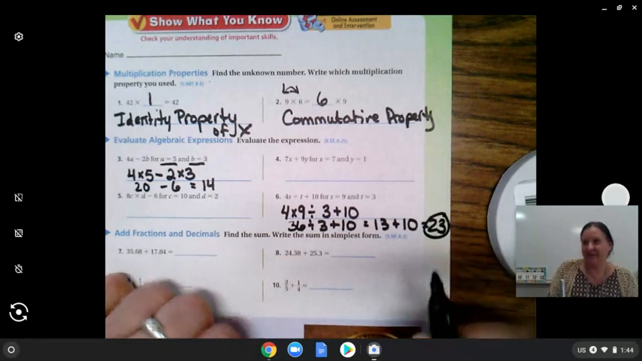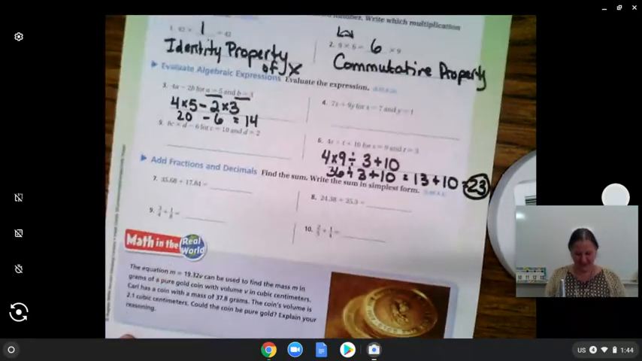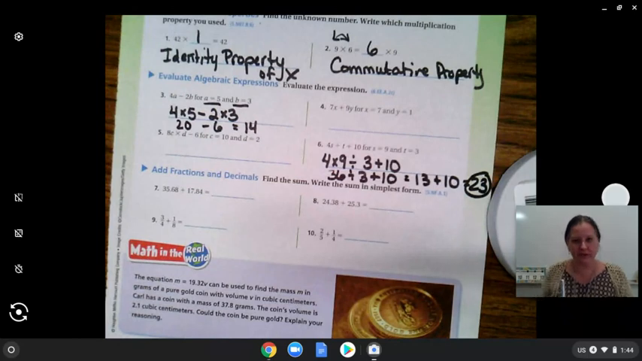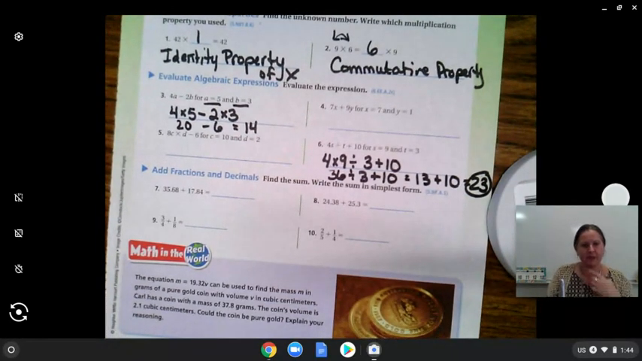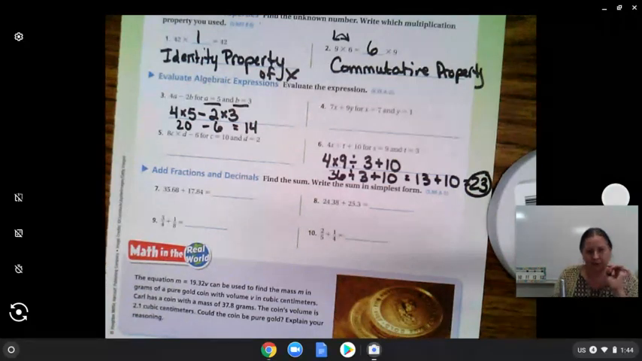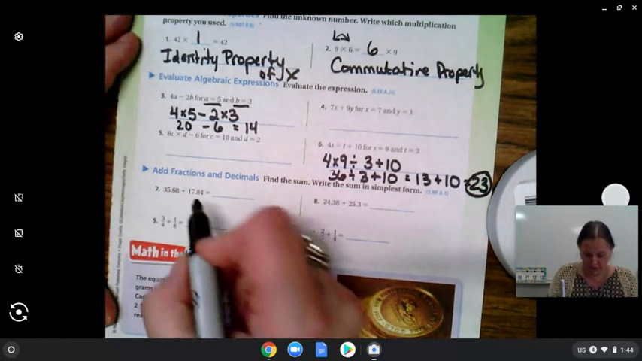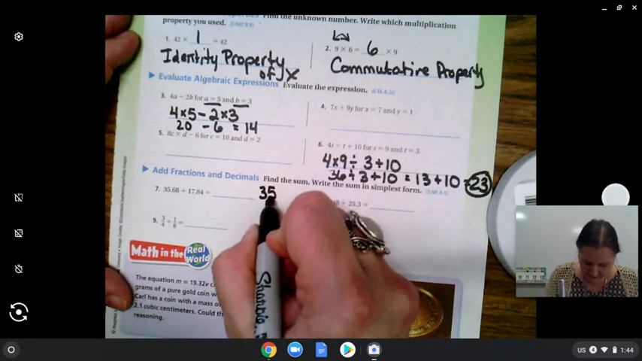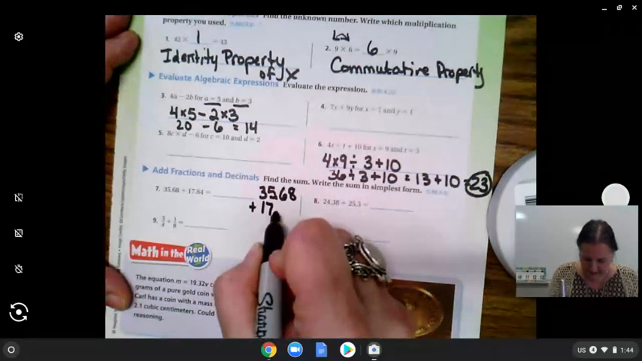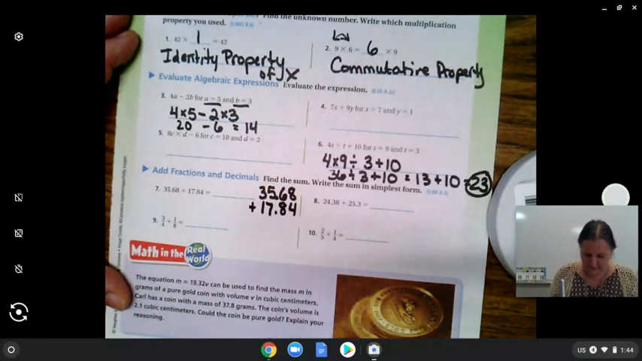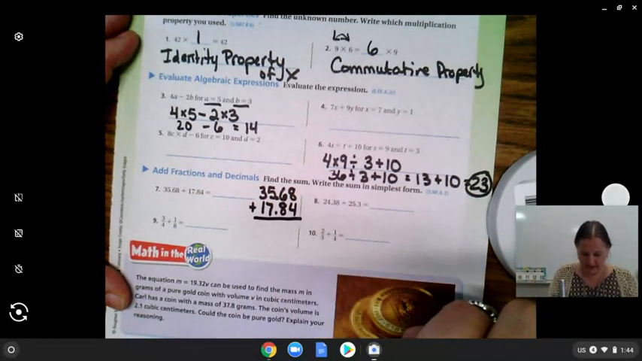All right. And then we have one more type of problem I want to go over with you. It says find the sum. Write the sum in simplest form. So here, the main idea, there's two main ideas actually, is when you are adding or subtracting decimals, we need to line up the decimals. So for this one, it'll be 35.68 plus 17.84. So I lined up my decimals just like buttons on a shirt, and then I can add those.